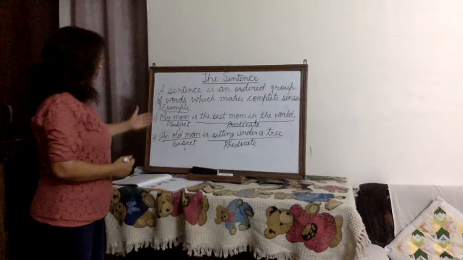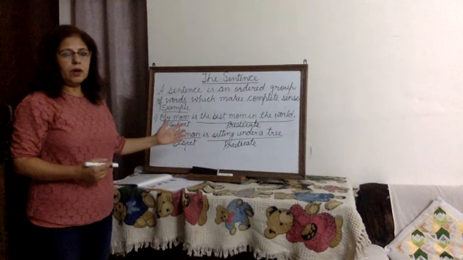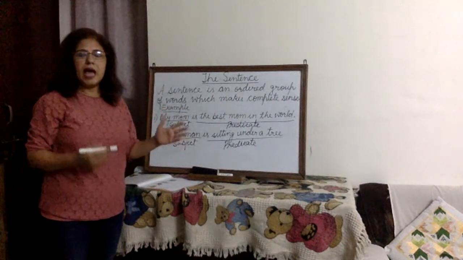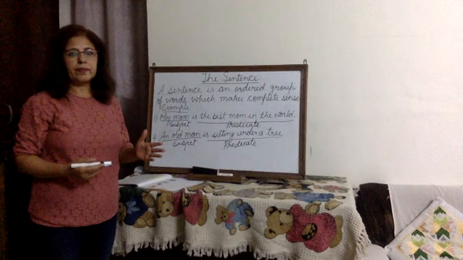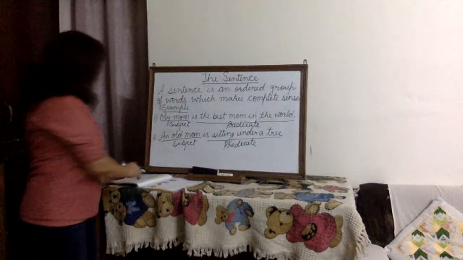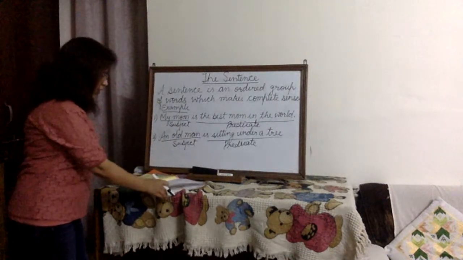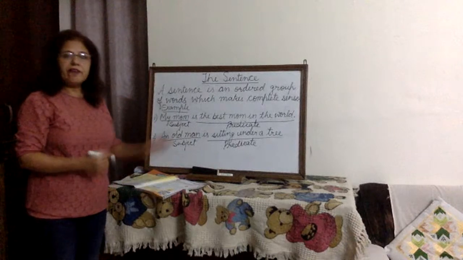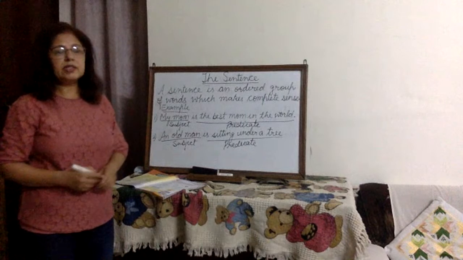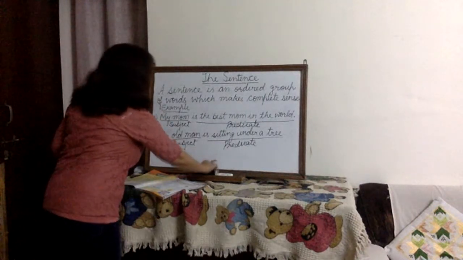And there are different kinds of sentences also: assertive sentence, imperative sentence, exclamatory sentence, negative sentence. So these are the different kinds of sentences. So let us first do some sentences. I will be giving you the sentences, and in your comments you write about the subject and the predicate.